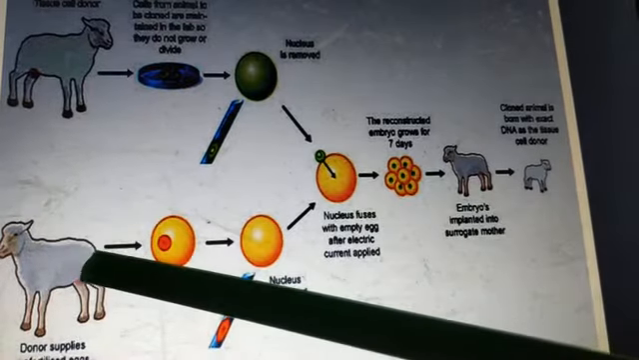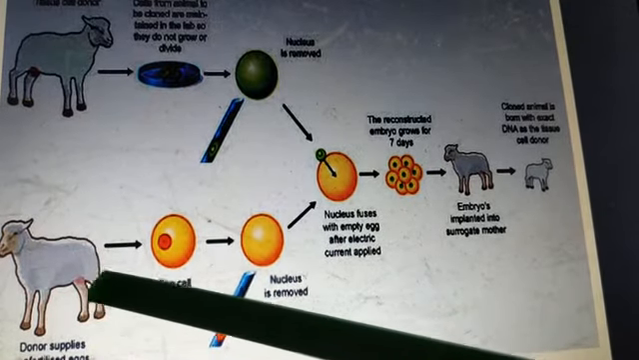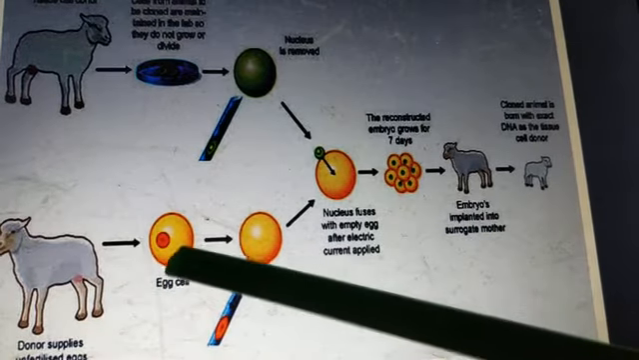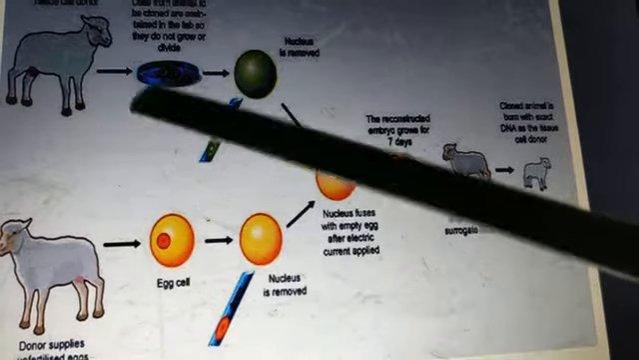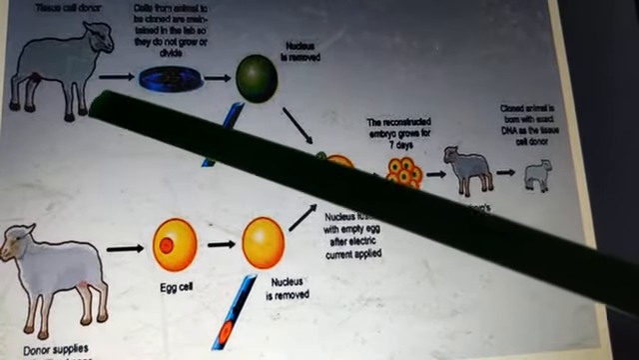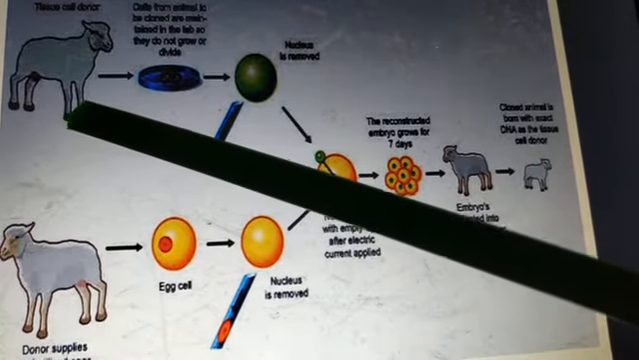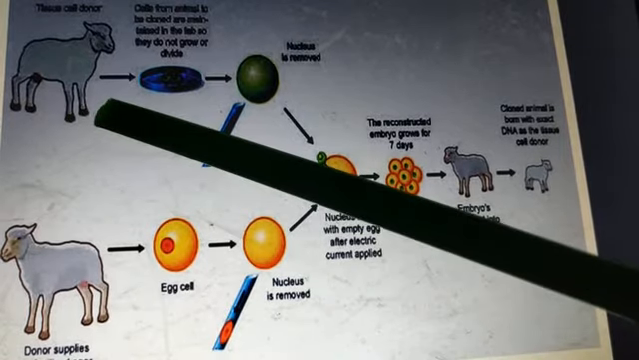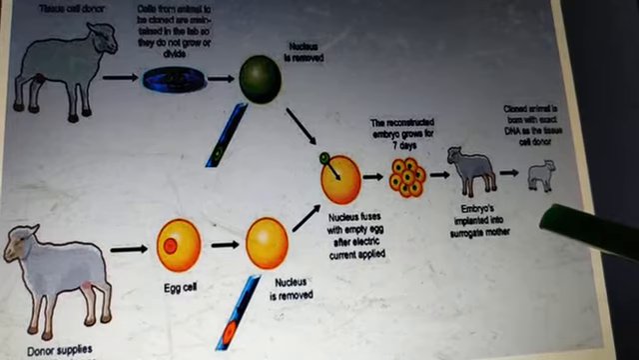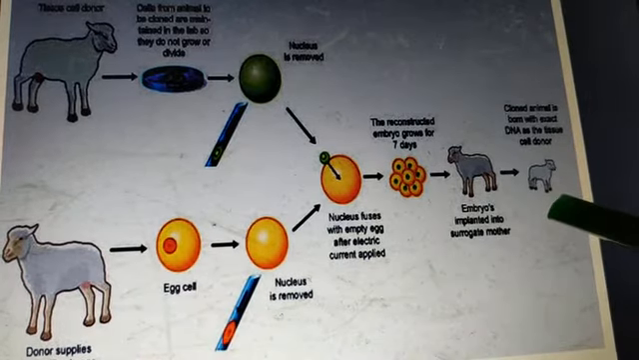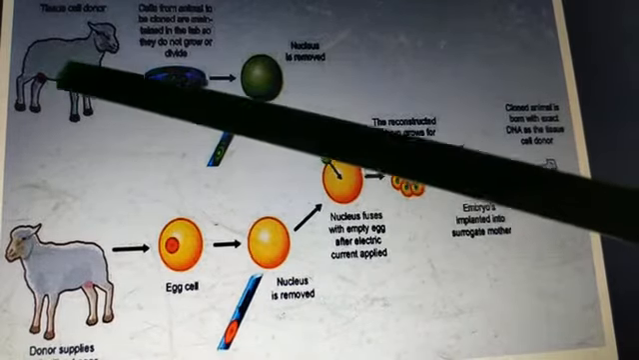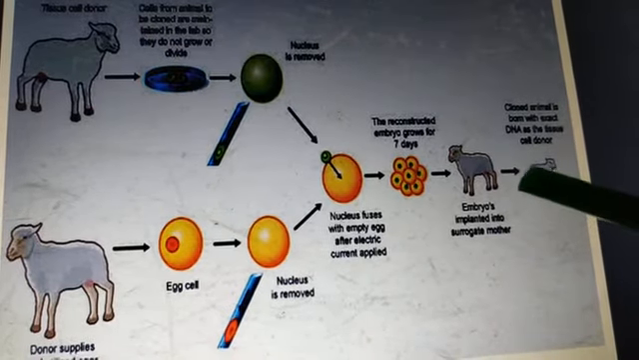Not this, okay students, because this is just for growing the embryo. We have taken the egg cell and we have removed its nucleus, but here we have taken the nucleus of this, isn't it? So the organism that is produced is an exact copy of this animal. So here the cloned animal is born with exact DNA as the donor. This is our donor. So this is the cloned animal.